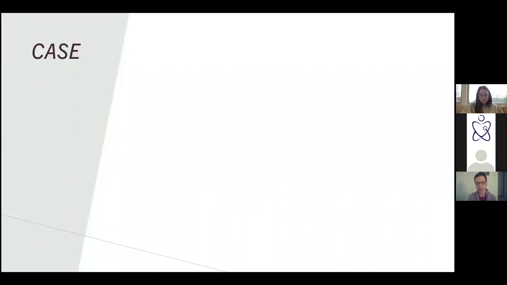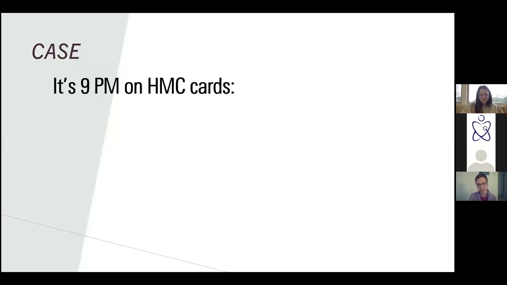Okay, so we'll go through a quick case. It's 9 p.m. on cardiology. This is a page that you will probably see if you have not already done cards.